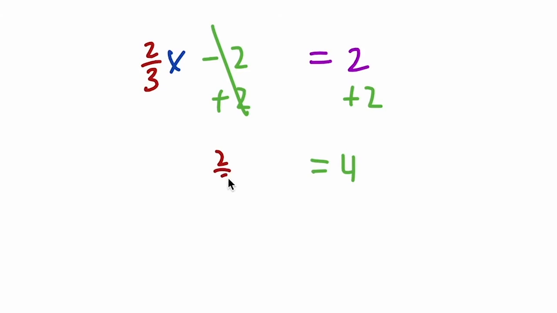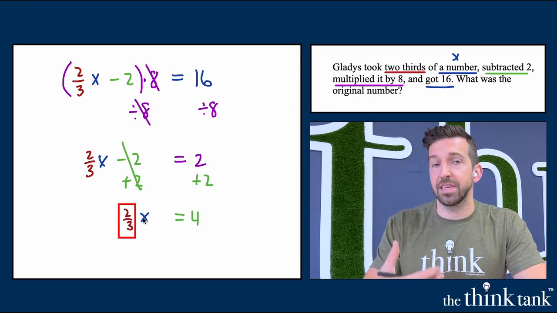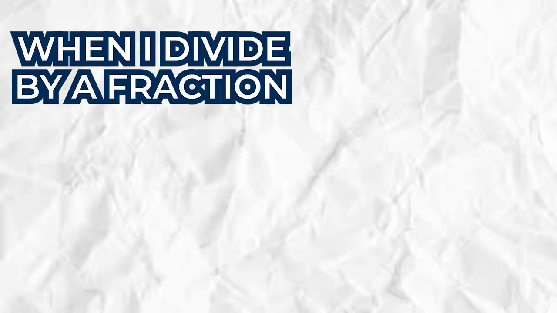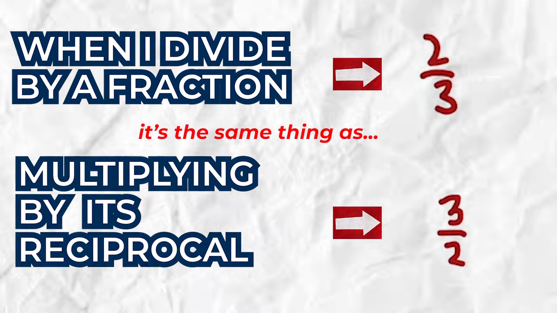So we've still got 2/3 of X left on the left side. 2/3 of X equals 4. Okay, well, we're getting there. Now we've got 2/3 times X equals 4. How do we get rid of that 2/3? Now, since it's multiplying onto the X, we want to divide it away. But remember what happens when I divide by a fraction? That's the same thing as doing what? When I divide by a fraction, that's the same thing as multiplying by its reciprocal.